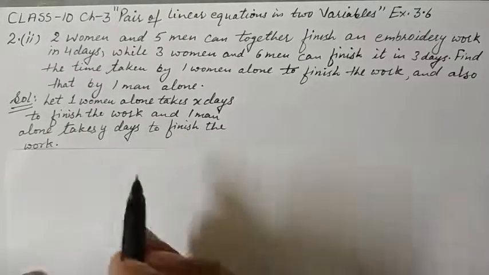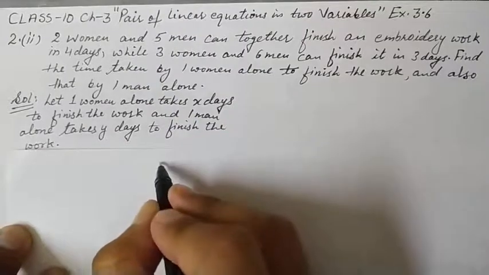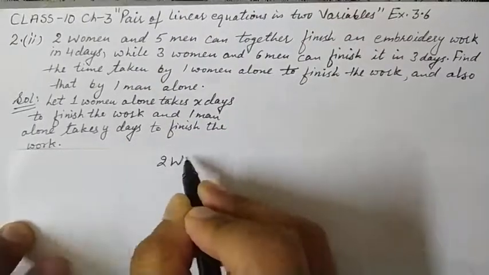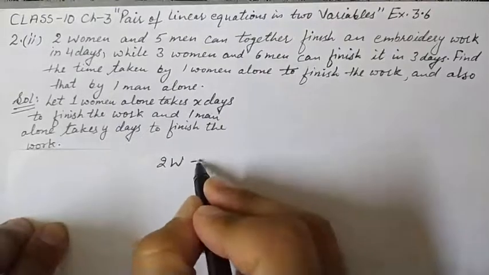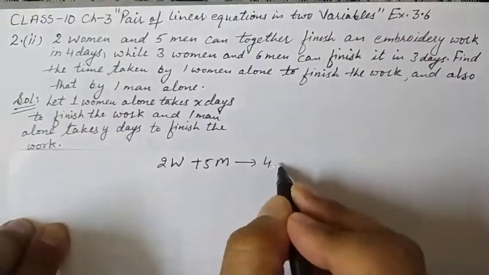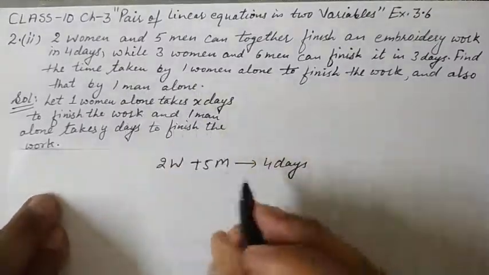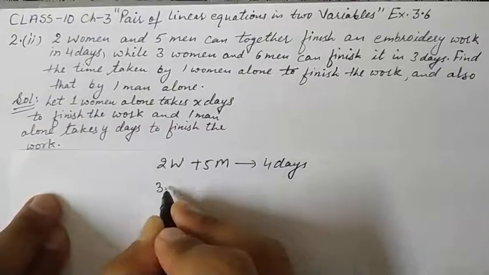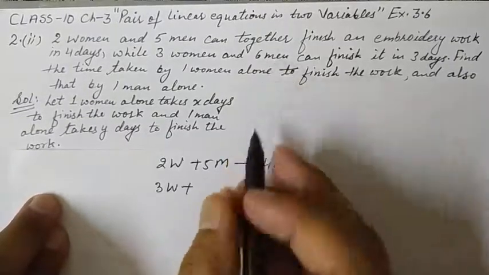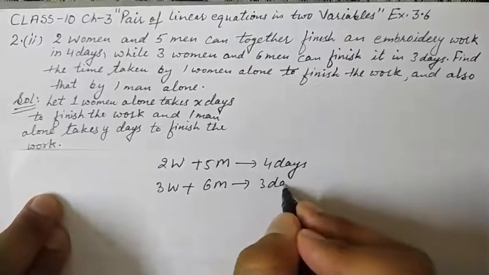So let's write the first condition here in rough. I'm doing just in rough. So 2 women and 5 men complete this work in 4 days. I'm just writing like this only. And 3 women and 6 men can finish this work in 3 days.